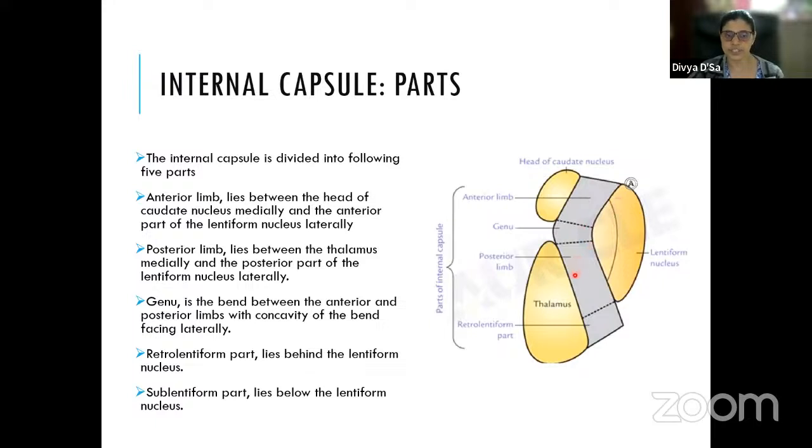Then we have the posterior limb between the thalamus medially and the posterior part of the lentiform nucleus laterally. Then the genu is the bend between the anterior and the posterior limb. So this is the bend here. Then the retrolentiform part will lie behind the lentiform nucleus and the sublentiform part lies below the lentiform nucleus.